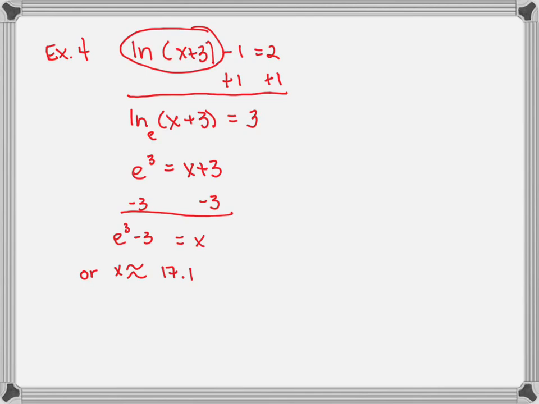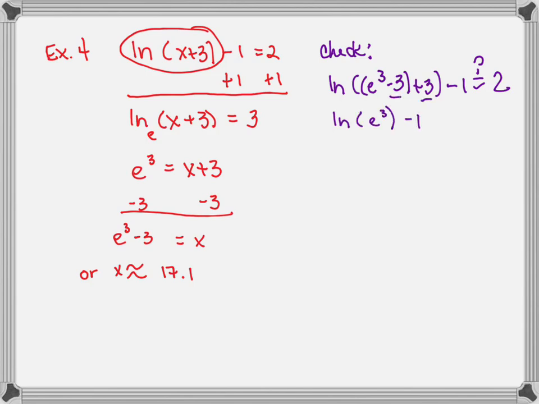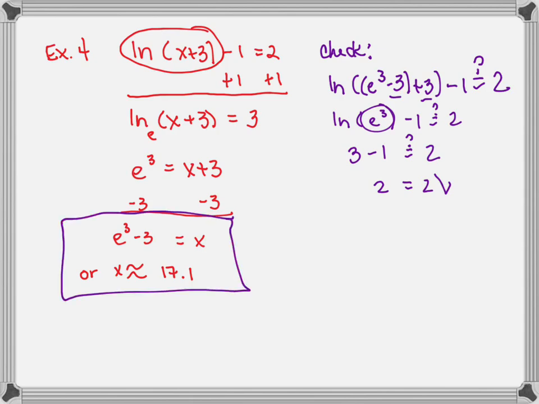We do need to check our solution, and I'm going to use my exact solution to check. Otherwise, we will have some round-off error. So the natural log of e cubed minus 3, plus 3, minus 1, does this equal 2? So the natural log of e cubed minus 1, does this equal 2? The natural log of e cubed is 3, so 3 minus 1, does this equal 2? 2 does equal 2, so yes, my solution checks out, and x is e cubed minus 3.